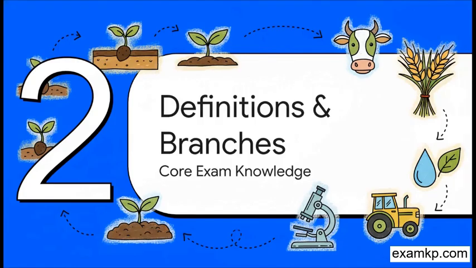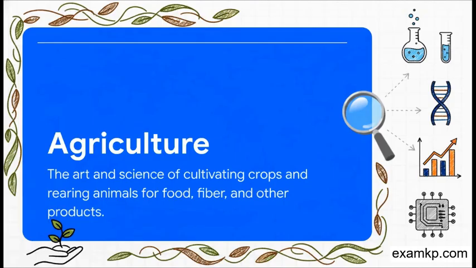Now we're getting into the core stuff, the knowledge you absolutely need for your exams. We're going to break down the key definitions and branches of agriculture, and this is all coming straight from the official syllabus. So, what's the modern way to define agriculture? It is the art and science of cultivating crops and rearing animals. I want you to really focus on those two words, art and science. It tells you that agriculture is both a skill passed down through generations and a highly technical field that involves biology, economics, and modern technology.